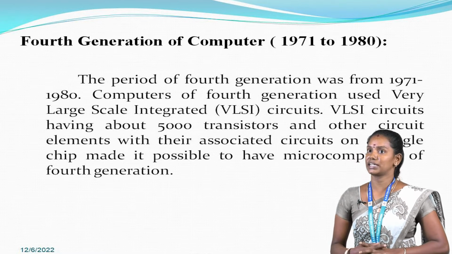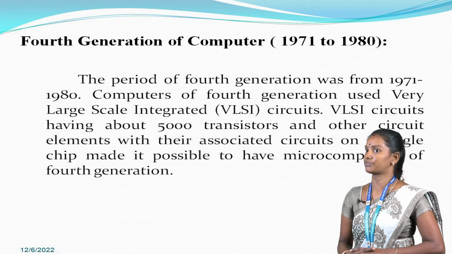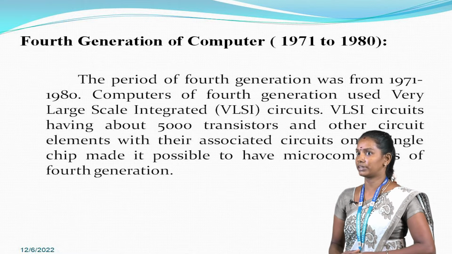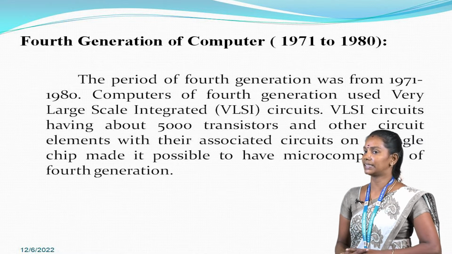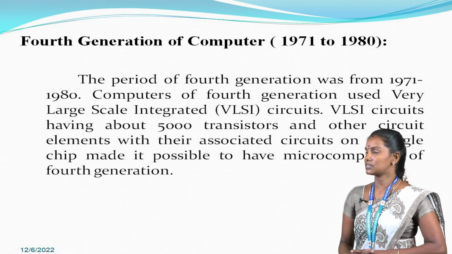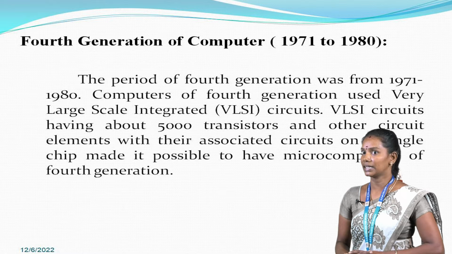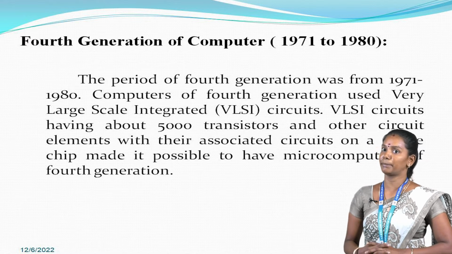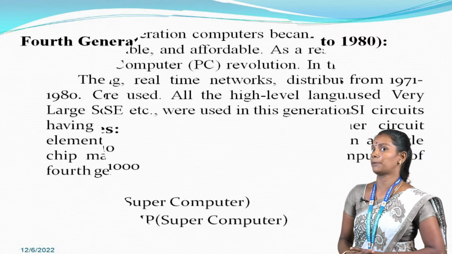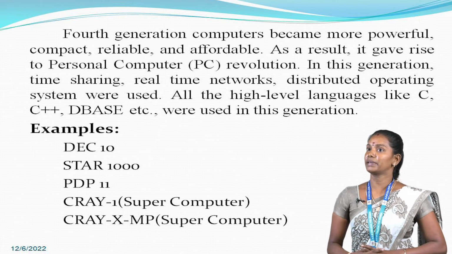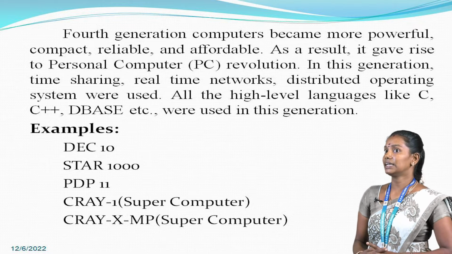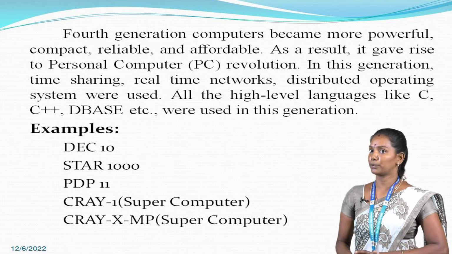The next one, fourth generation of computer. The period of fourth generation was from 1971 to 1980. Computers of fourth generation used very large scale integrated circuits, that means VLSI circuits, having about 5000 transistors and other circuit elements with their associated circuits on a single chip, which made it possible to have microcomputers of fourth generation. The fourth generation computers became more powerful, compact and reliable, affordable also. As a result, it gave rise to the personal computer revolution.